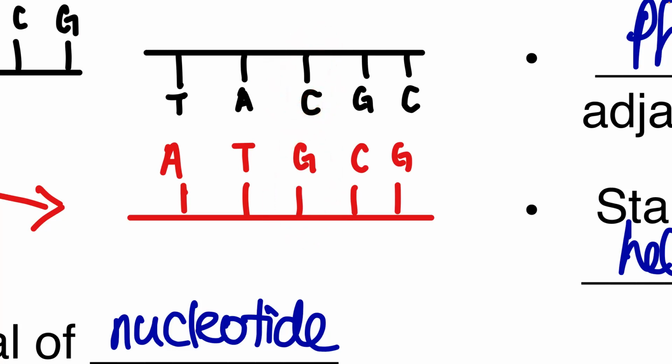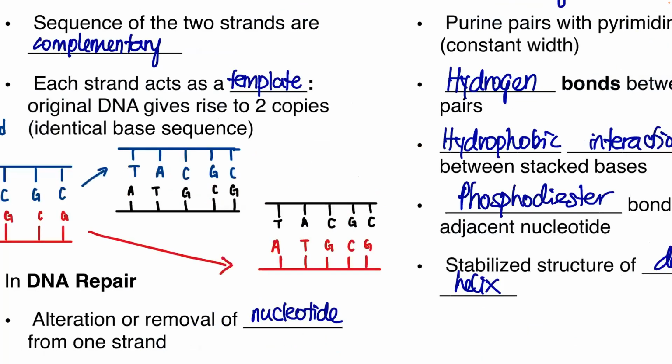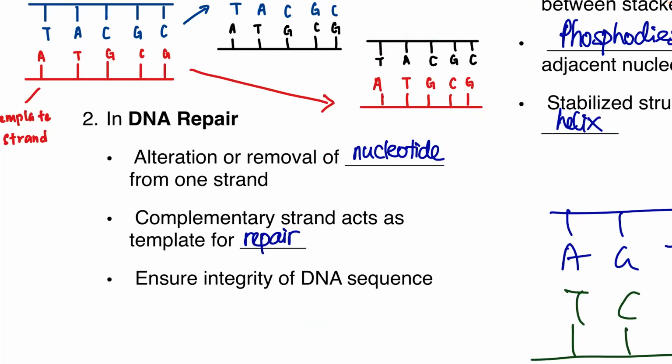If the DNA simply incorporated any nucleotide, that would amount to a mutation, where you change the DNA sequence, which is not what we want. So again, this is the importance of base pairing, where base pairing makes DNA repair possible, such that after the repair you get the same DNA sequence. That's why we say it ensures the integrity of the DNA sequence. By integrity of DNA sequence, it means we always have the same DNA sequence.